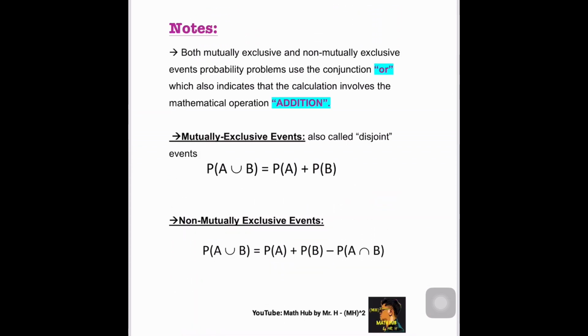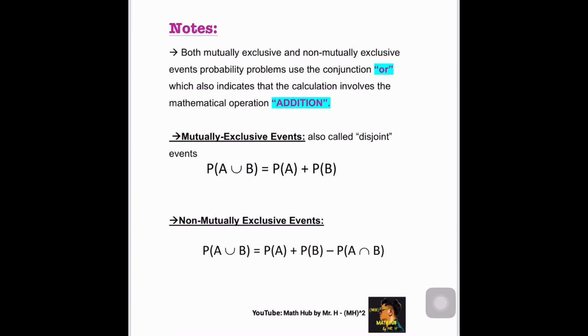Alright, so the very first thing that we need to remember is that both mutually exclusive and non-mutually exclusive events probability problems use the conjunction or, which also indicates that the calculation of the probability will involve the mathematical operation addition. Mutually exclusive and non-mutually exclusive events is about adding probabilities.